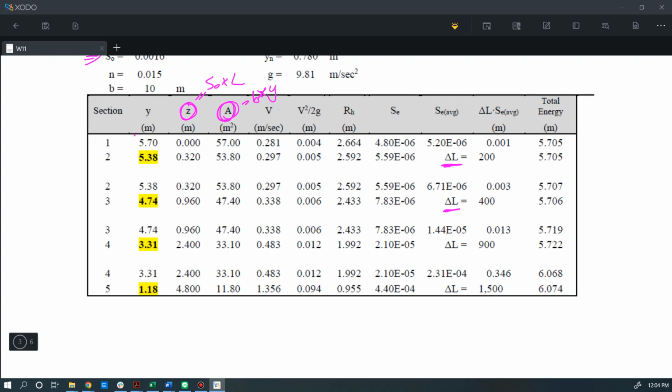And here is what you will get if you do the trial and error process yourself. And just to remind you, the criteria for this trial and error process is this total energy. You should try to find a number that makes the total energy of this upstream and downstream section to be close to each other. Okay, so that is how you solve it.